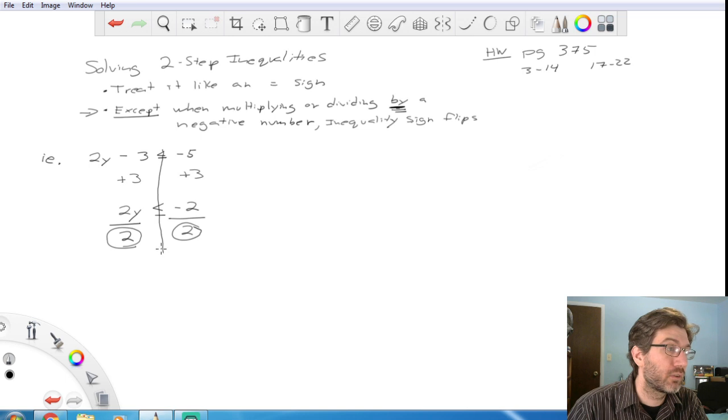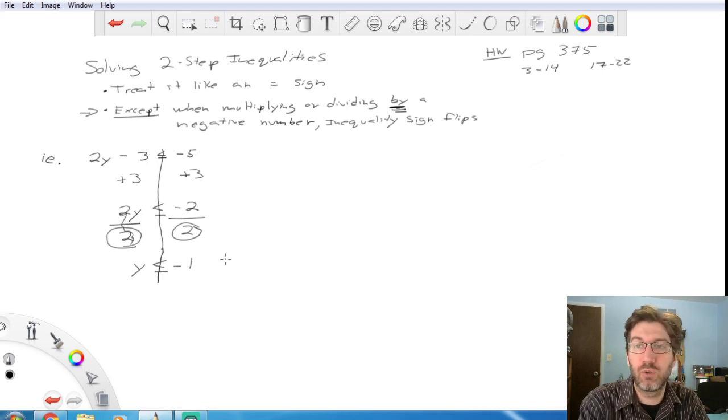In doing so, I'm just going to solve it out. This becomes y because these will cancel. And negative 2 divided by 2 gives me negative 2. Or I'm sorry, negative 1. So y has to be less than or equal to negative 1.